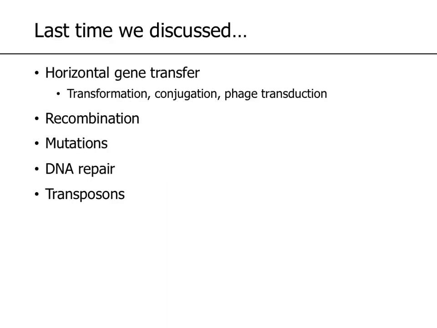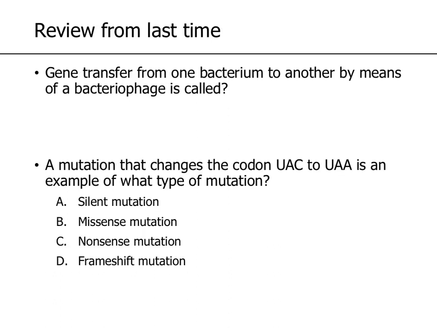Okay, so last time we talked about horizontal gene transfer, right? The main ways that we talked about for horizontal gene transfer are transformation, conjugation, and phage transduction. We also talked about recombination and mutations, and then how the cells repair the mutations, and then transposons. So all of these were kind of ways that the chromosome can evolve, ways that DNA can change within the cells. So, review from last time.